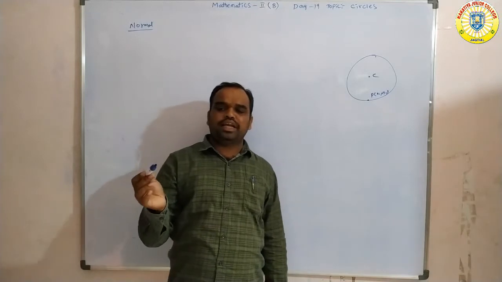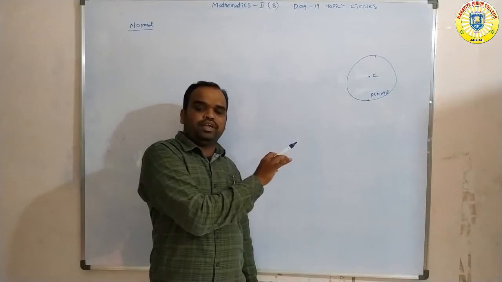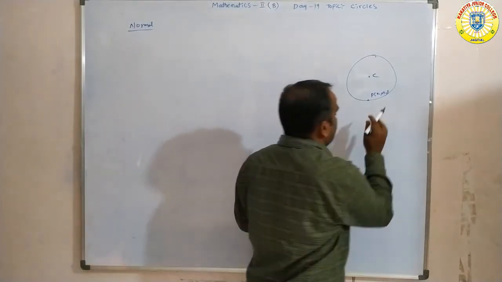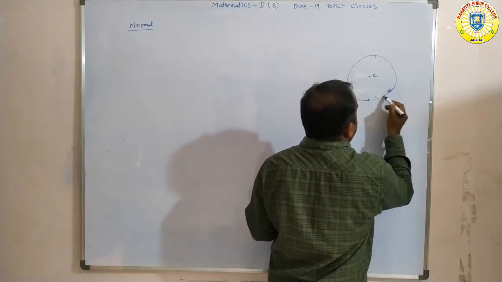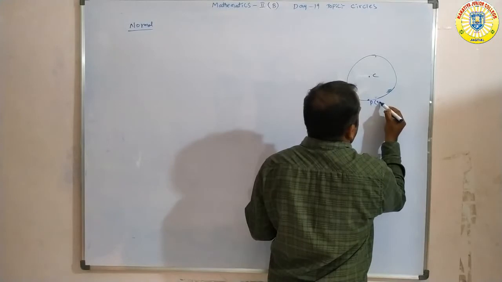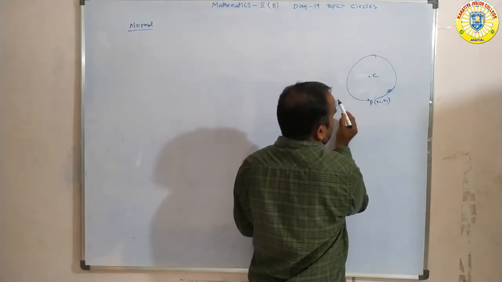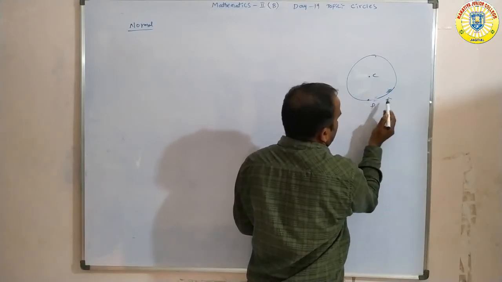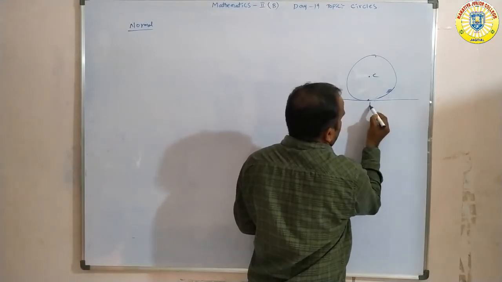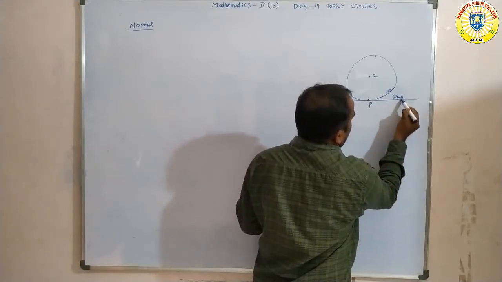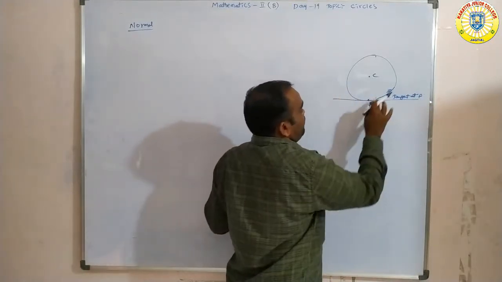The normal at any point P of the circle is the line which passes through P and is perpendicular to the tangent at P. So it passes through the point P. We are finding the equation of the normal at the point P of x1 comma y1. So it passes through P and is perpendicular to the tangent at the point P. So first we are writing the tangent. This is the tangent at P. Okay now?